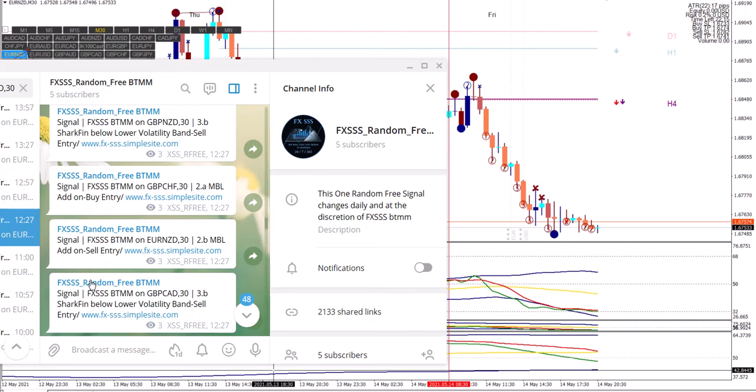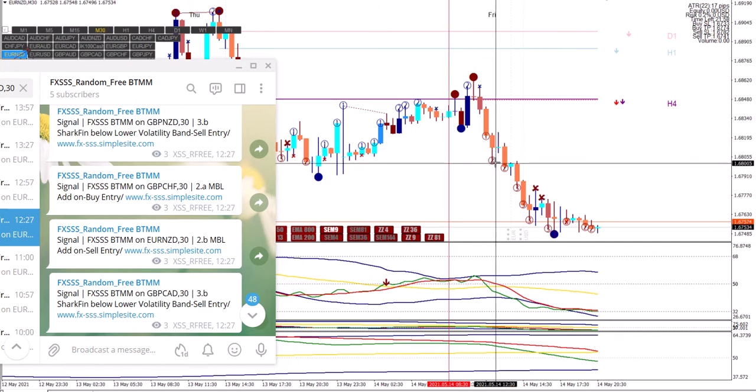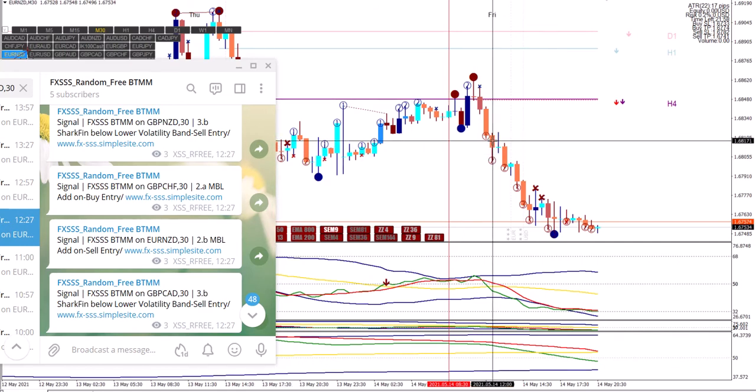Right, there we go. Now it will stay. Yeah, okay. Right, this is a definite one. And here it is, MBL add-on sell entry. This is it here, one of those two. Let's, for the sake of pips, say it's this one.